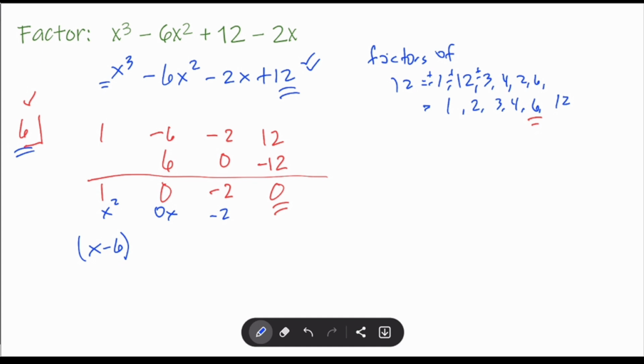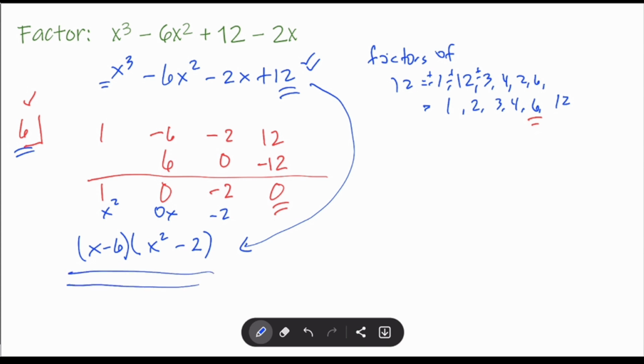So that means the x minus 6 will be multiplied with x squared plus 0x, or you may not put it anymore because it's 0, and then the minus 2. Alright, so now the factored form of this will be x minus 6 times x squared minus 2. Then can we continue factoring x squared minus 2? No, it can't be factored anymore. So the factored form is x minus 6 times x squared minus 2.